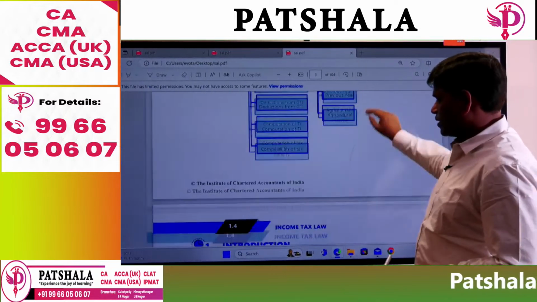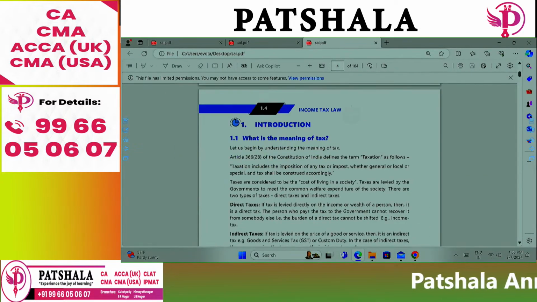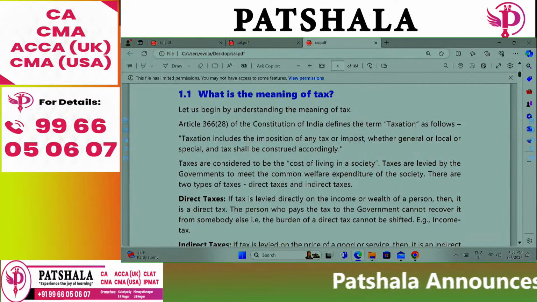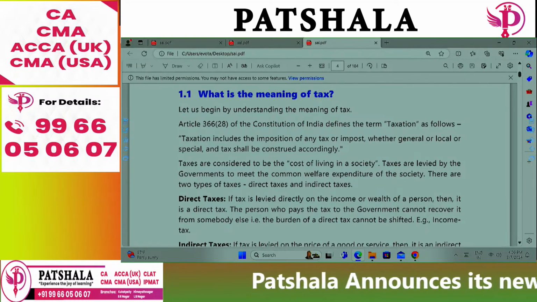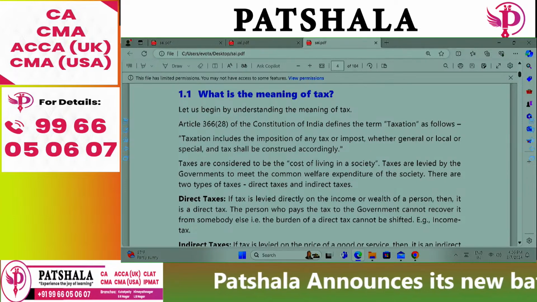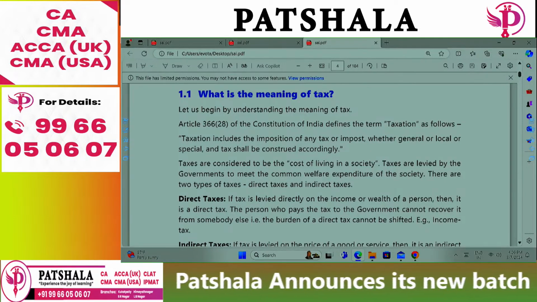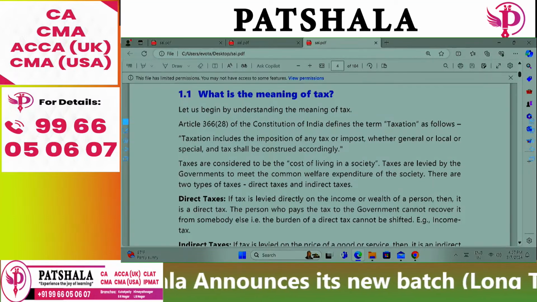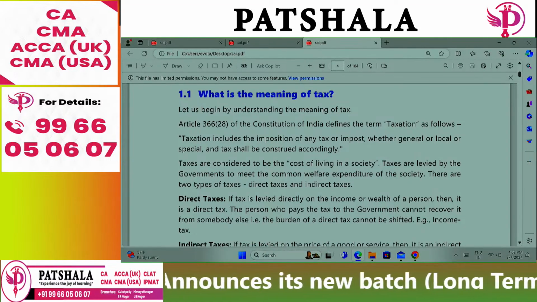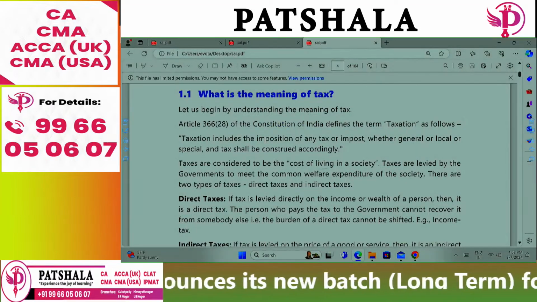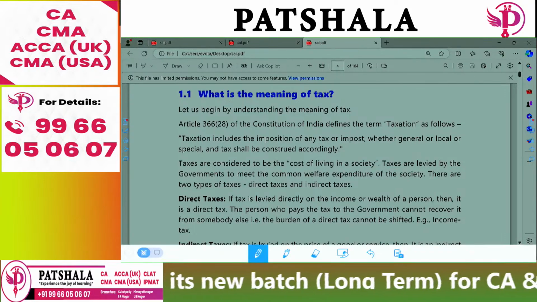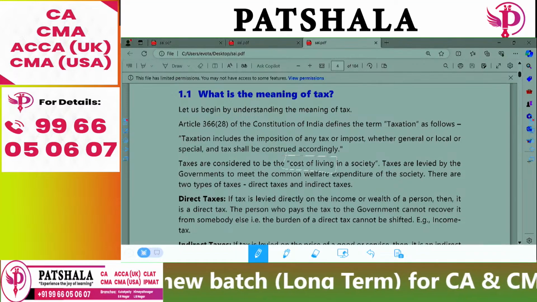Okay. So if you see this, now this is the definition of income tax which is given. Okay. So if you see that taxation includes imposition of tax or imposed by general or local bodies, etc. But they have not given a definition for the word tax. But with a general understanding, we have something fixed for the word tax, and that is nothing but taxes are considered as cost of living in the society.